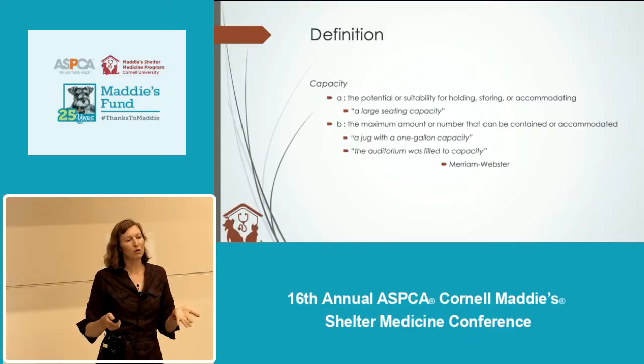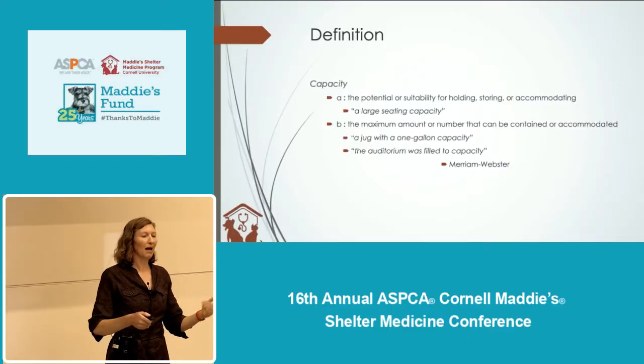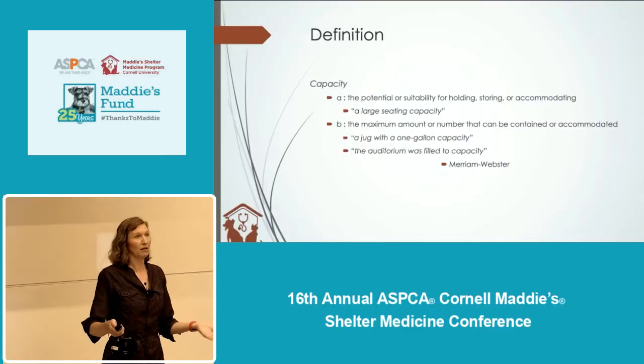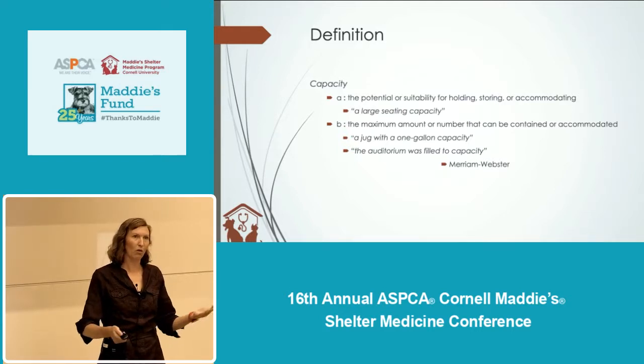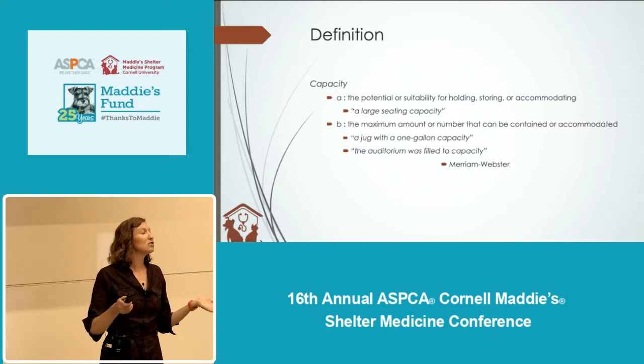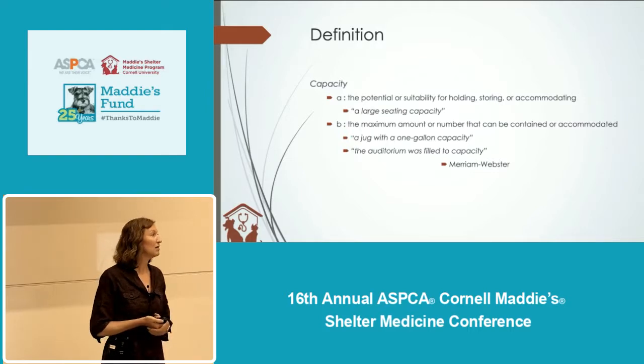And so, for example, if you have a jug that fits a gallon of water, the maximum capacity of that jug is 1 gallon, right? We call it a 1-gallon jug because it holds 1 gallon of water. You can put less in, that's fine. You might be thirsty later. Or the auditorium was filled to capacity. These are the examples that they give in the dictionary.